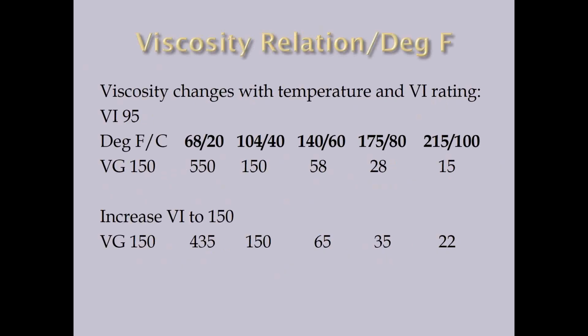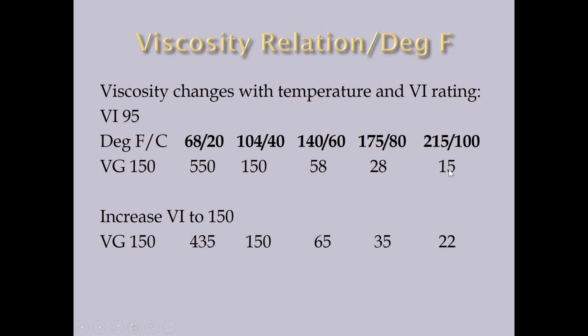And some things you need to understand about viscosity. I'm hoping everybody understands what ISO 150 viscosity oil is. But remember, it's only ISO 150 at 104 degrees Fahrenheit or 40 degrees C. Look what happens to the viscosity as the temperature goes up. If the temperature goes to 140 or 60 degrees centigrade, it goes to 58. Look what it is at 215.